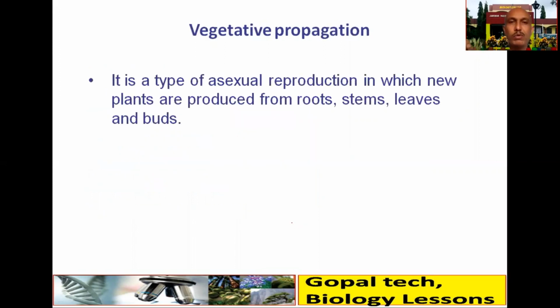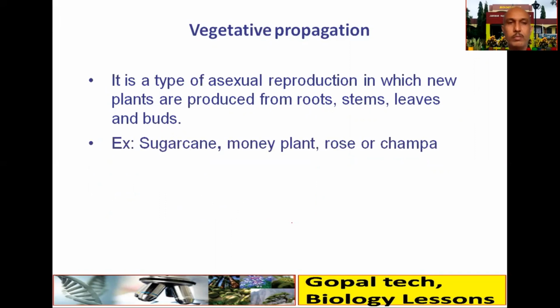It is a type of asexual reproduction in which new plants, here only plants, are produced from either the root part, a stem part, a leaf part, or even the bud part, because these parts are referred to as vegetative parts. The best example you can see: the farmer grows sugar cane. How does he grow sugar cane? He cuts the stem into a number of pieces, each consisting of a node and bud, puts them in the soil, and new sugar cane will develop. You might have seen in your garden money plant, or rose, or even champa or champaka.